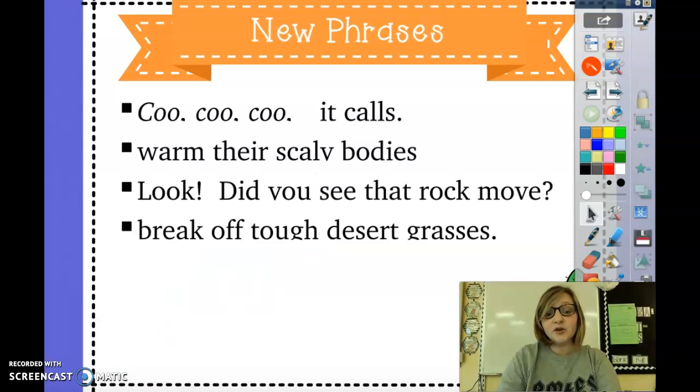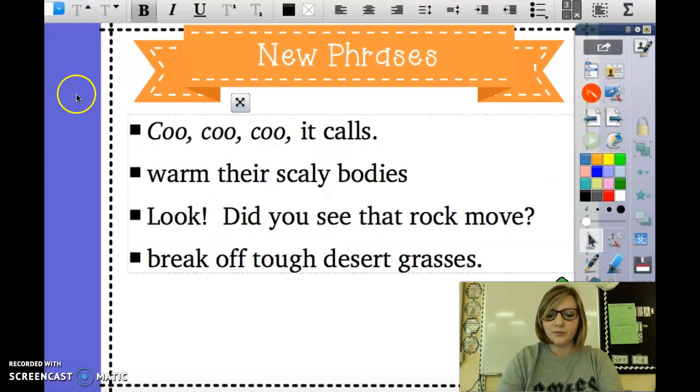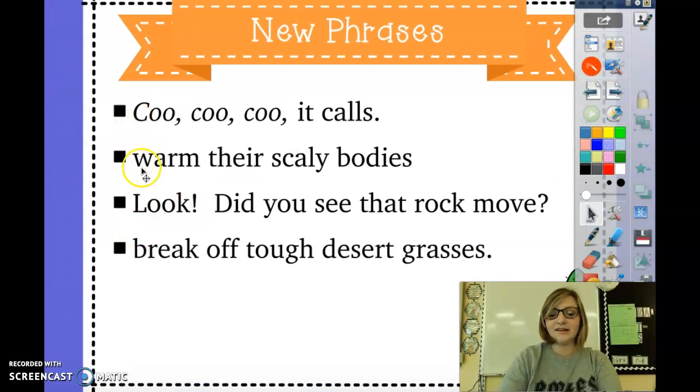We have some phrases to work on. These phrases might be a little tricky while we're reading, so I want you to repeat after me. I'll say it first, then you say it next. Coo, coo, coo, it calls. Your turn. Very good. All right, let's get this font fixed here. Next, warm their scaly bodies. Your turn. Scaly bodies. Very nice. Next one.